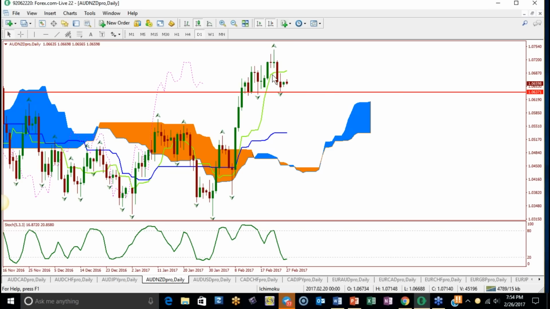What I'm looking at here is basically if the market's going to try to pull back into this level or get back closer to Kijunsen, because when the market gets closer to Kijunsen, that means the market's in equilibrium, and the market likes to be in equilibrium.